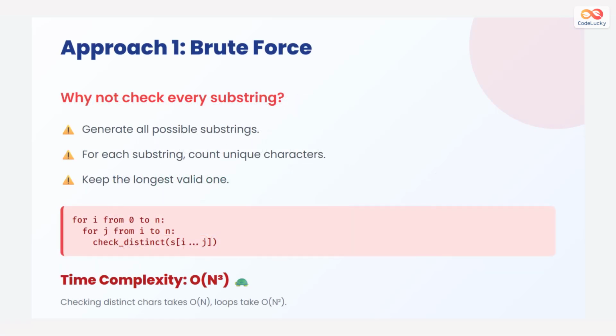A common first thought is the brute force approach. Why not just check every single possible substring? We could generate every substring, count the unique characters in each, and find the longest valid one. However, using nested loops to generate substrings and then scanning them would result in a time complexity of O of n cubed. For long strings, this is simply too slow and inefficient.